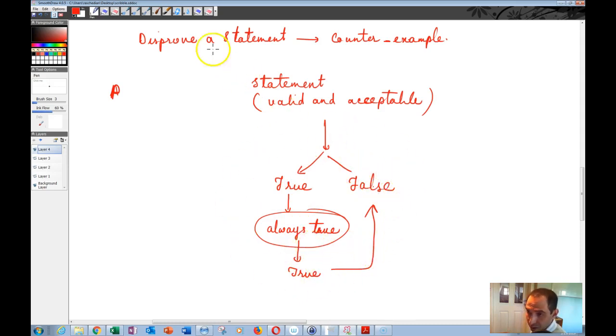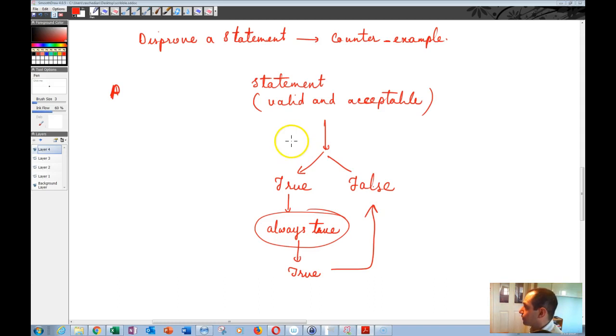So based on this, if you want to disprove a statement, all you need to do is find a counterexample, and using that counterexample, use only one single situation in which that statement does not work. And then, since it's not always true, it's a false statement. That's how that works. So again, to show that a mathematical statement is false, it is enough to find a single counterexample.